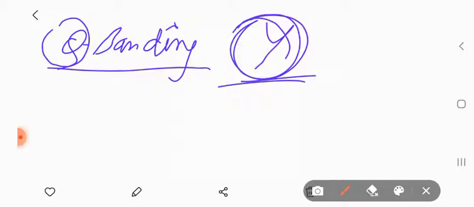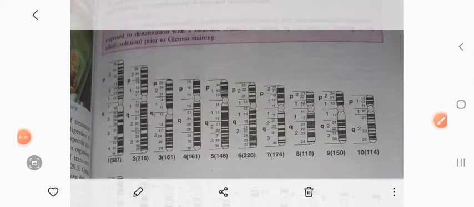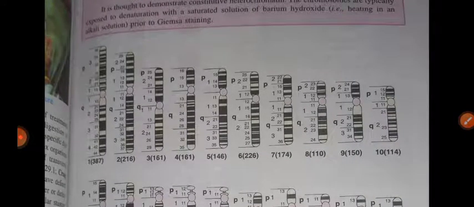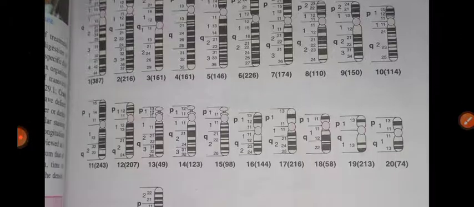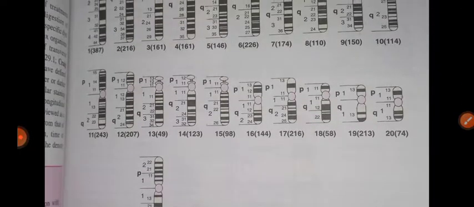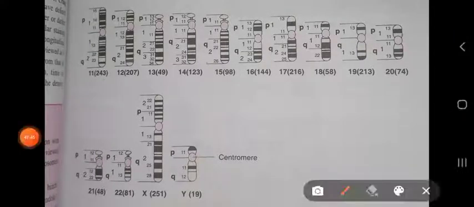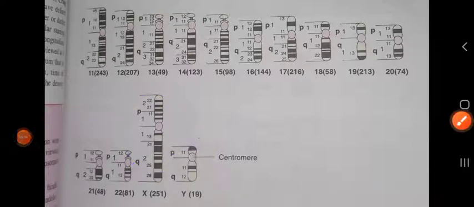Now I will try to show a karyotype picture here. So let's shift to this picture. Well, this is the typical karyotype analysis that you can see. You can see an assortment of chromosomes starting from chromosome number 1 up to chromosome number 23. Even the XY chromosome can also be visualized.